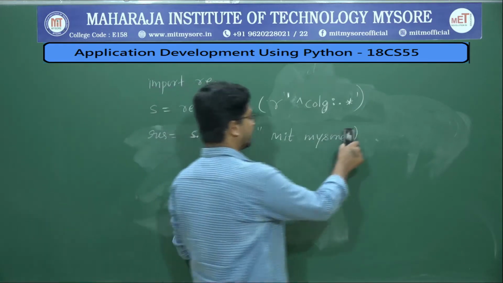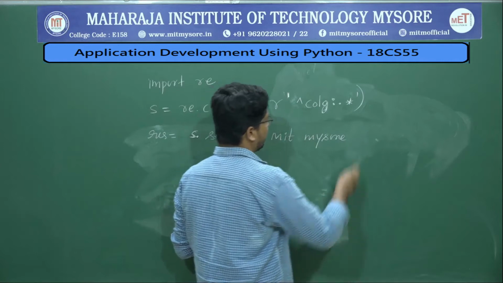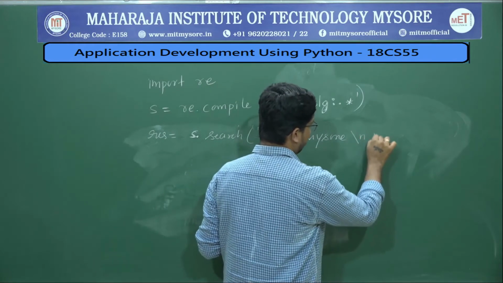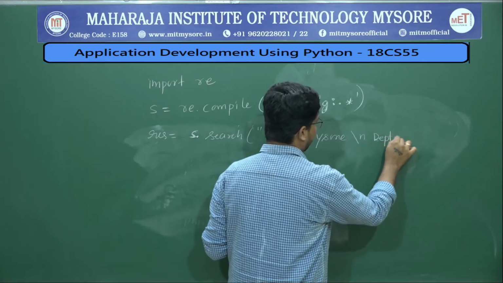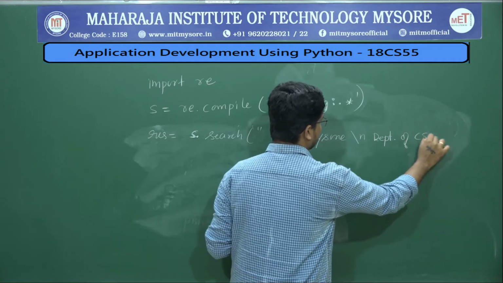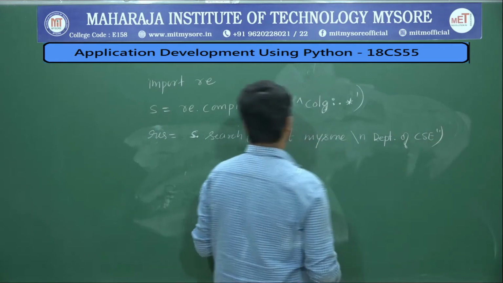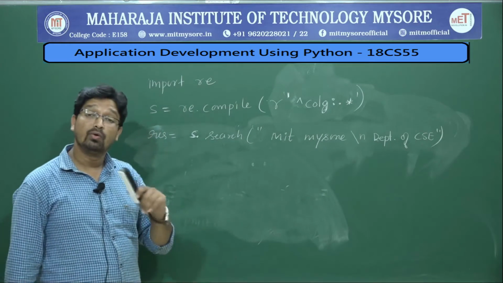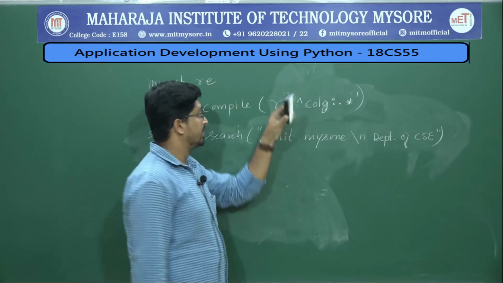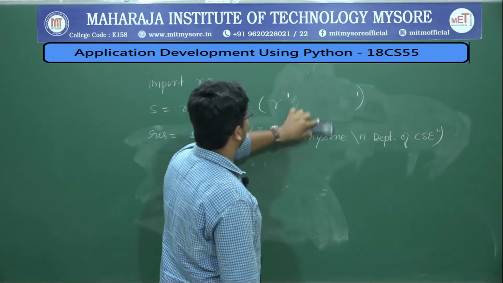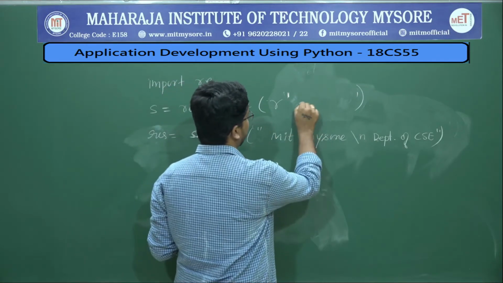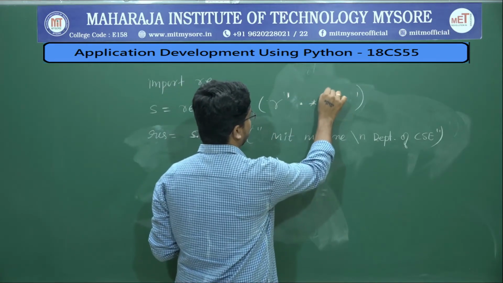Let us rewrite this program. MIT Mysore \n Department of CSE. Now I have a new line character also. MIT Mysore, assume that you don't have college now. Let us say dot star.